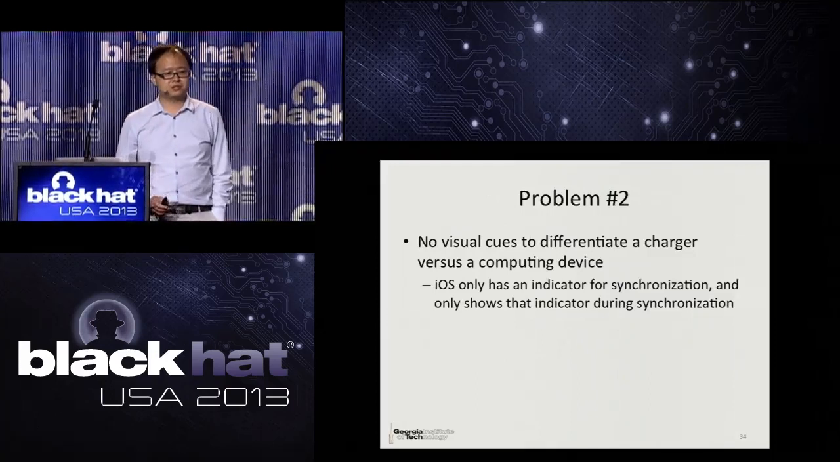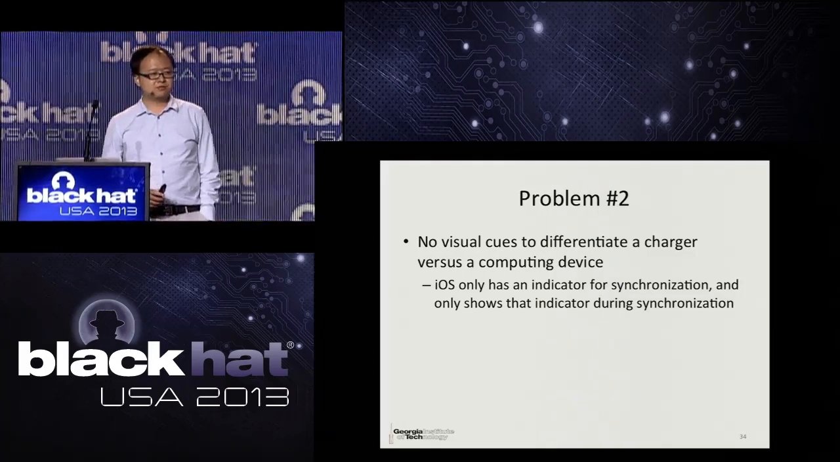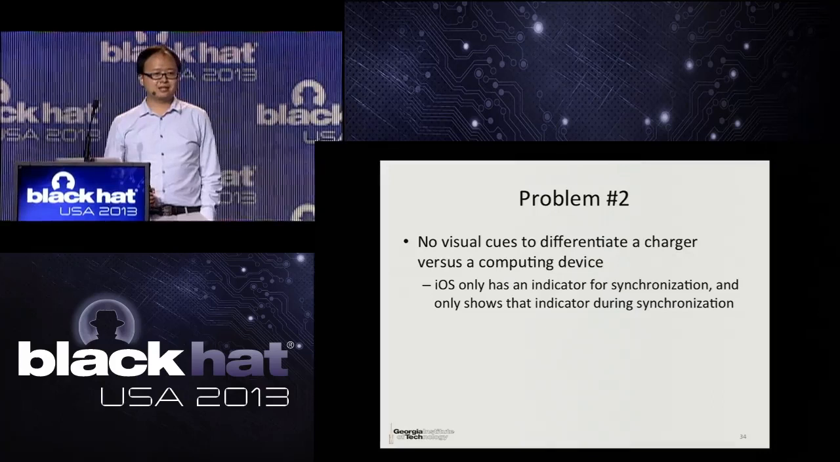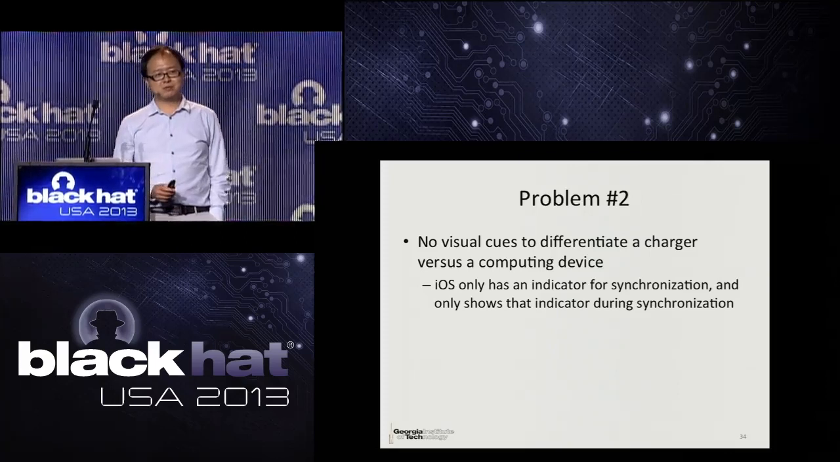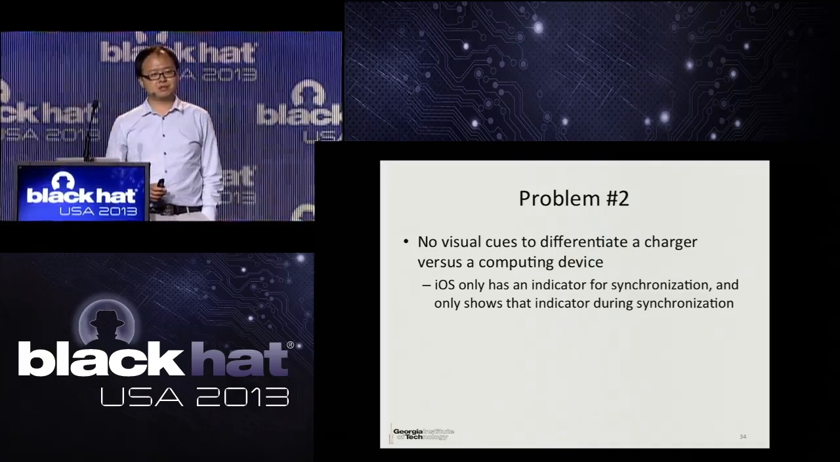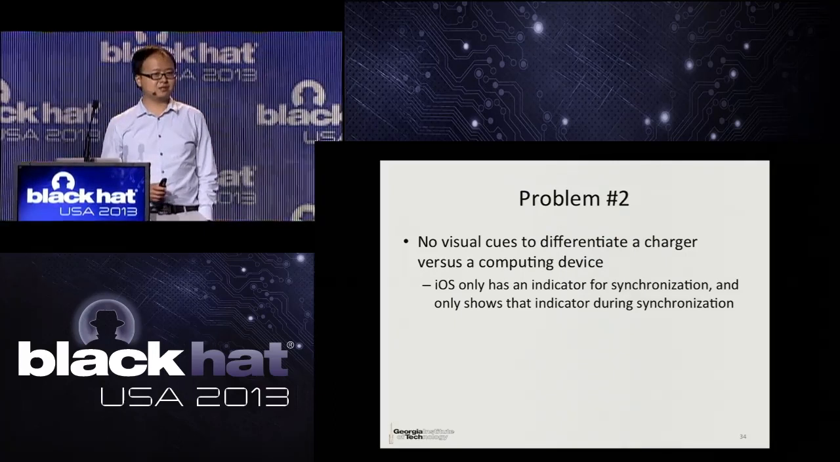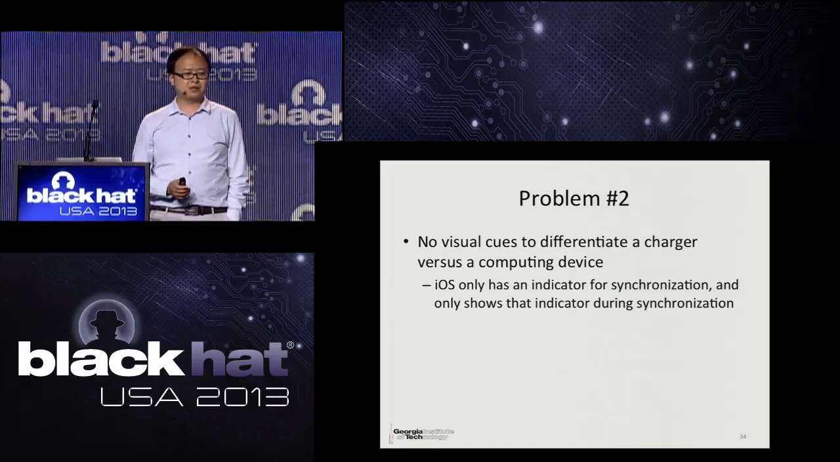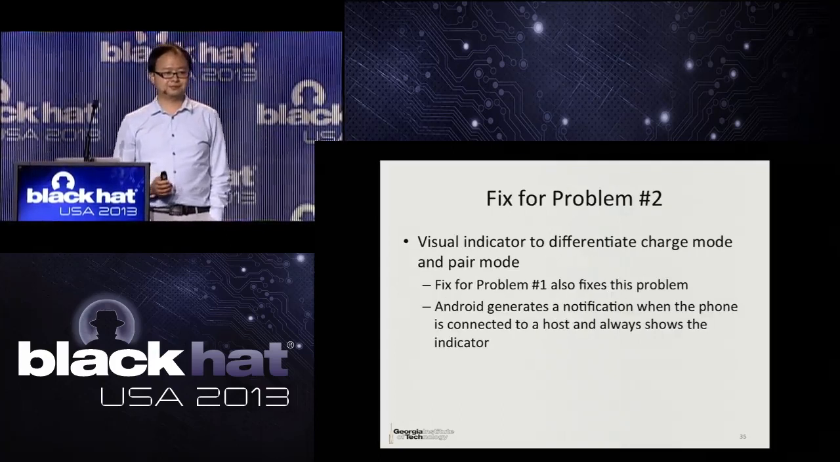So problem number 2. There's no visual difference for different connection states. In fact, there is only one notification icon for iOS now, and it's for synchronization. So it will only show up when you are doing backup and restore. It will not show up when Mactans tries to install the provisioning profile. It will not show up when it tries to install the Trojan app, and it will not show up when we try to do some debugging. So this is the primary reason why our attack is very stealthy.